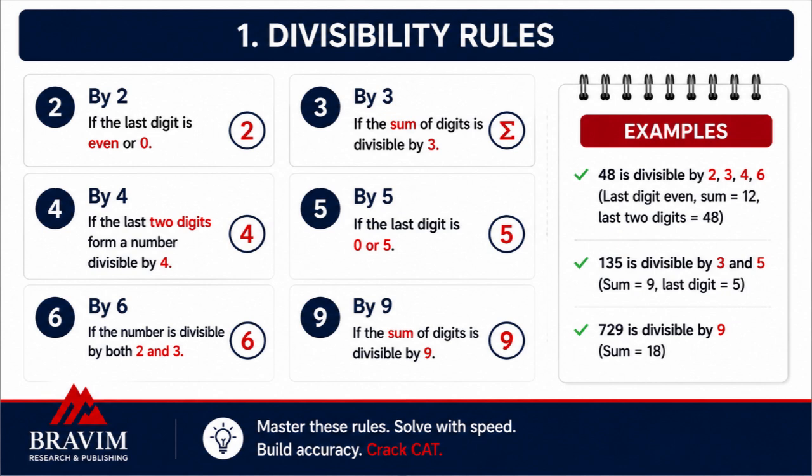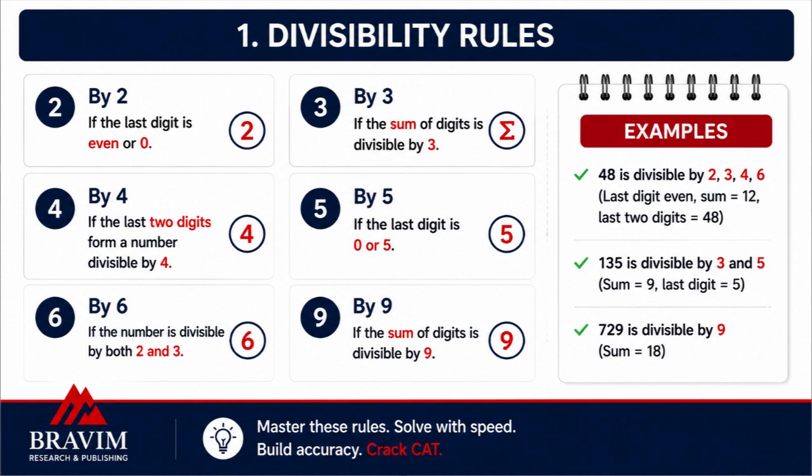A number is divisible by 5 if it ends in 0 or 5. Simple and easy to remember. A number is divisible by 6 only if it is divisible by both 2 and 3. For example, 126 ends with 6, so it is divisible by 2. The sum of digits is 9, which is divisible by 3. Therefore, 126 is divisible by 6.